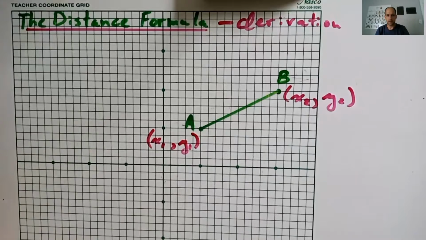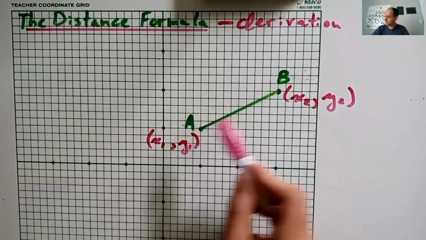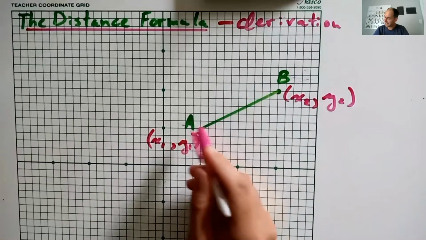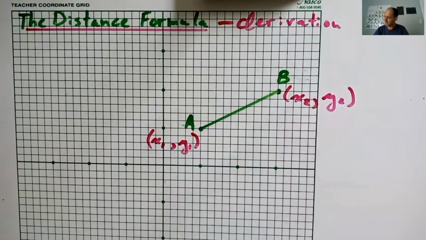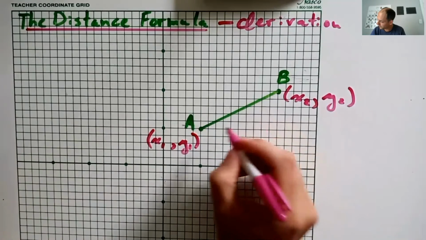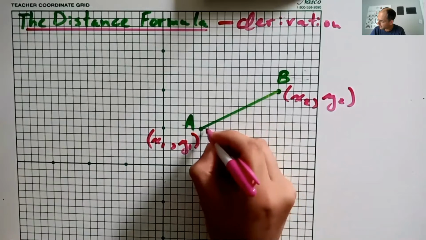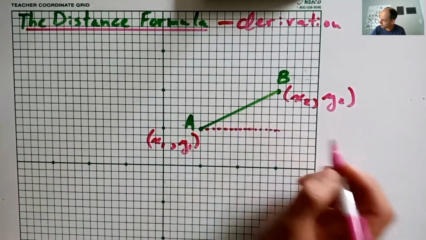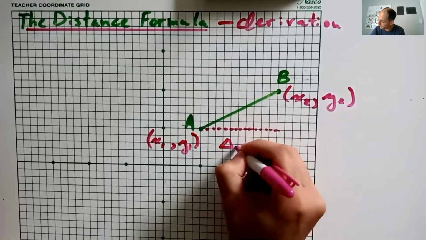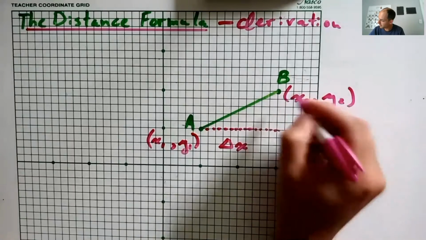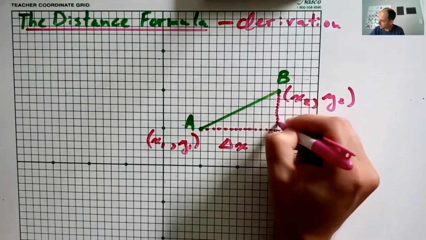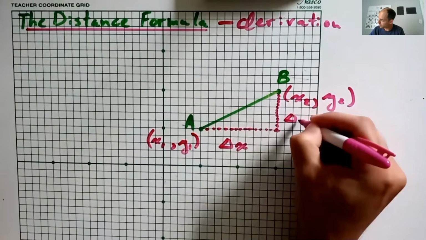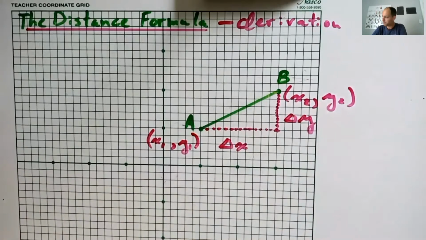This is a derivation for the distance formula, the distance between 2 points on a Cartesian grid. If you pick 2 points, A and B, anywhere on the Cartesian grid, A has coordinates x1, y1, B has coordinates x2 and y2. And between x1 and x2, we have what's called the change in x. And between y1 and y2, we have the change in y.